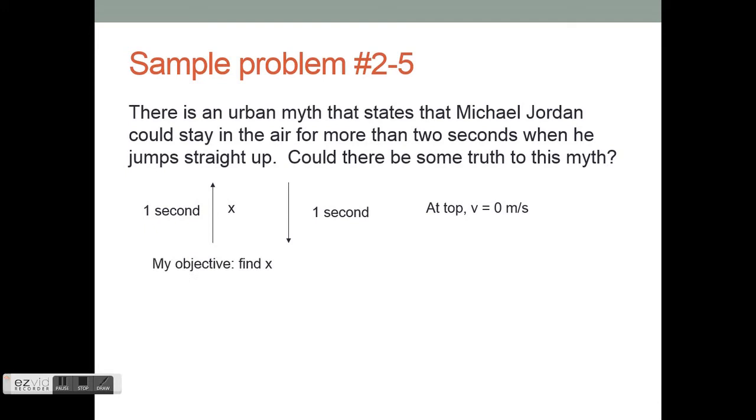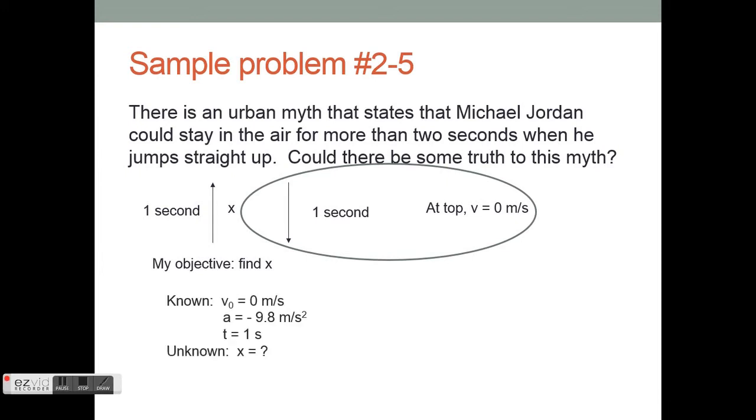So my objective is going to be to find x and see, is this reasonable for somebody to do? So here's the data I'm going to use. Look at what happens in the fall part of this motion: the time being 1 second, the initial velocity being 0 meters per second, how fast he's moving up or down at the top of his motion, and the acceleration being negative 9.8 meters per second squared. And we can apply this formula.